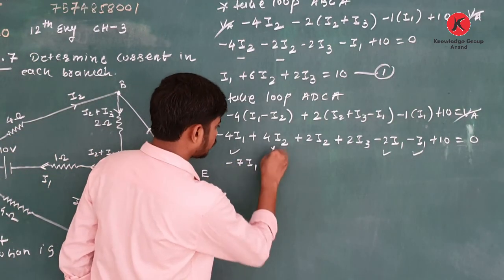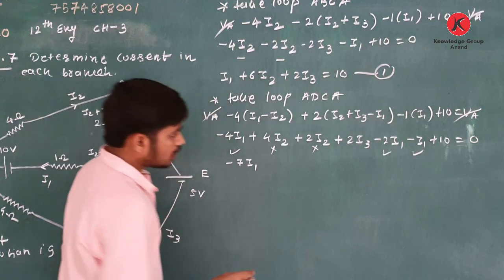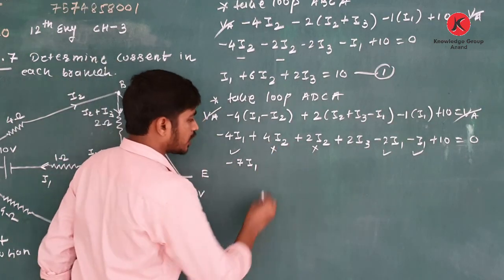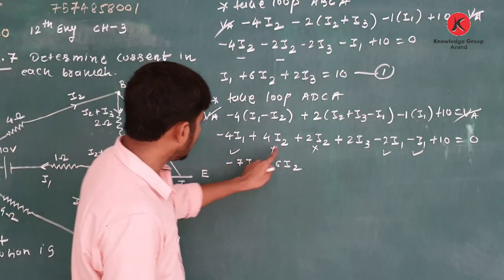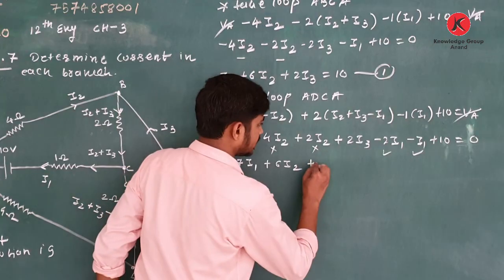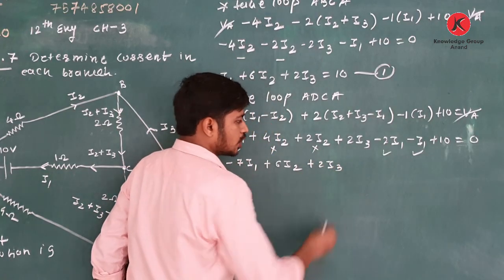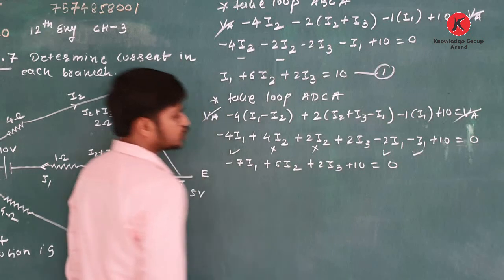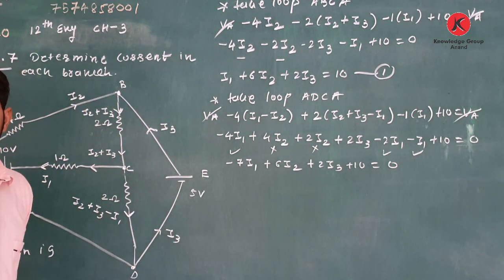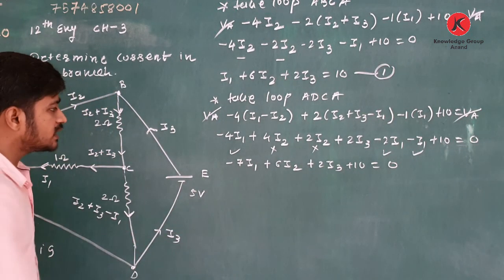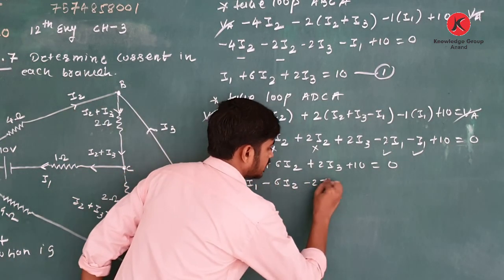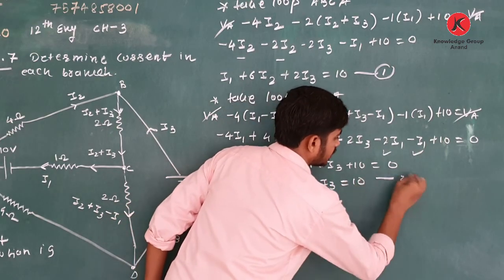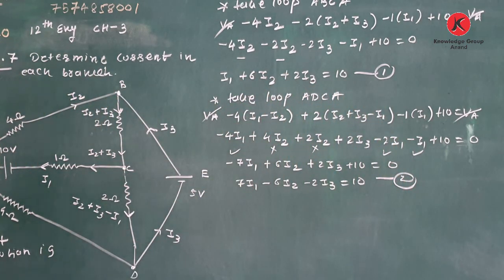Terms having I2: it is 4 I2, it is 2 I2. Yes, only two terms. So 4 I2 plus 2 I2 will become plus 6 I2. Terms having I3: only one term, plus 2 I3, and plus 10 is equal to 0. Clear about this? Yes, you can also write this equation as 7 I1 minus 6 I2 minus 2 I3 is equal to 10. Equation number 2. Clear about this?